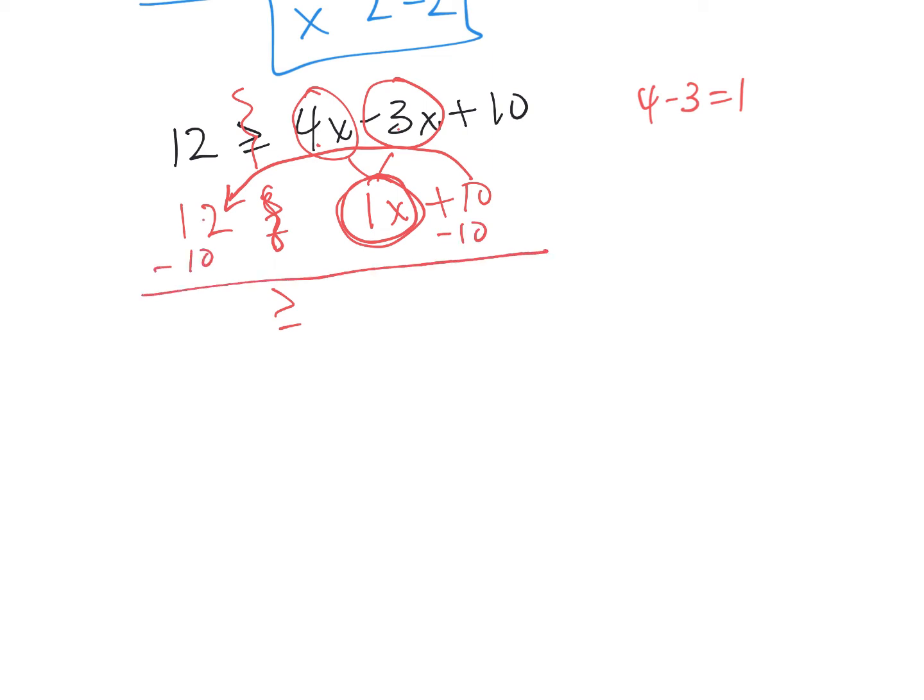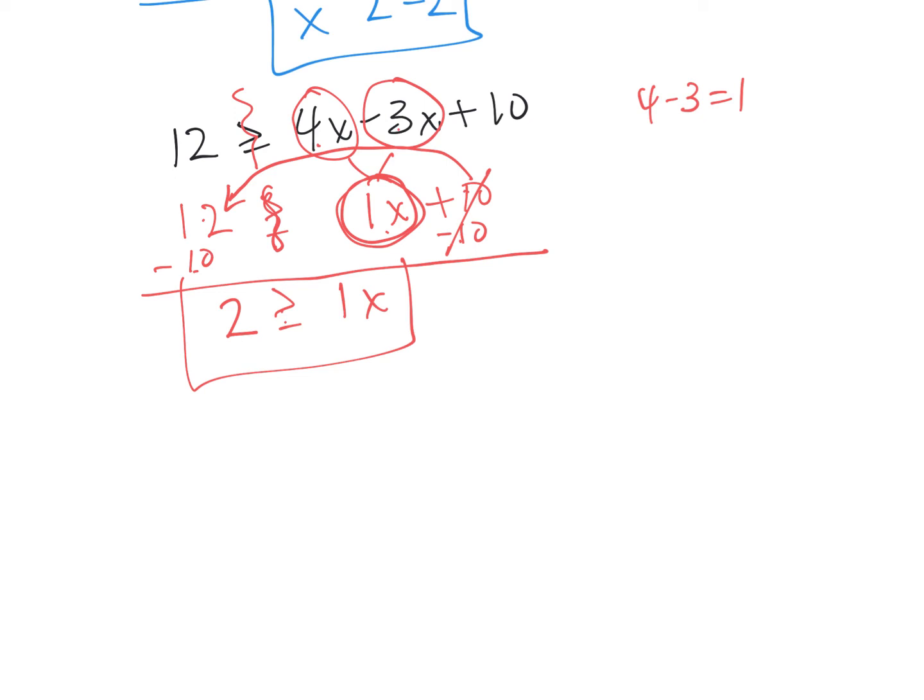Draw my line. I have 12 minus 10, which is 2. I have my inequality. It stays. Bring down my 1x. You don't really need the 1, but if you want it there, that's perfectly fine. Positive 10, negative 10 cancels out. Okay, next one.